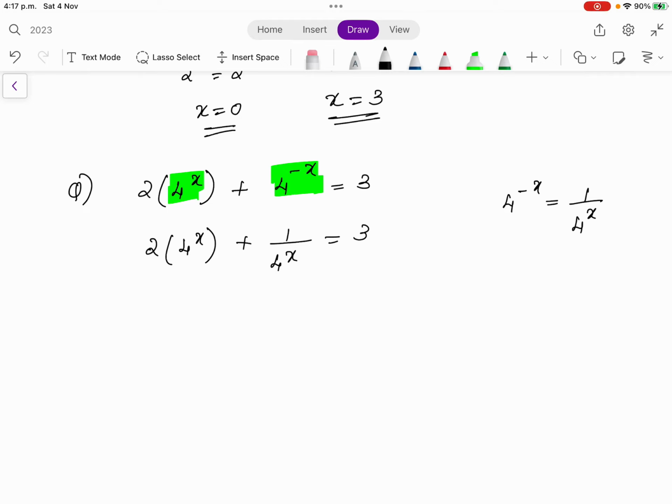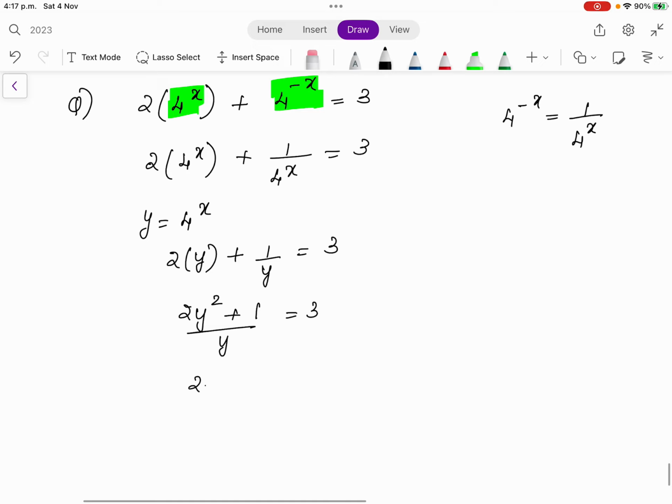Now again we will go with the substitution. So I will substitute y equal to 4 to the power of x. The method remains the same; how you simplify is what matters. Substituting it, what you will get: 2y plus 1 by y equal to 3. And then you cross multiply and simplify. So 2y squared plus 1 is equal to 3y. So 2y squared minus 3y plus 1 is equal to 0.